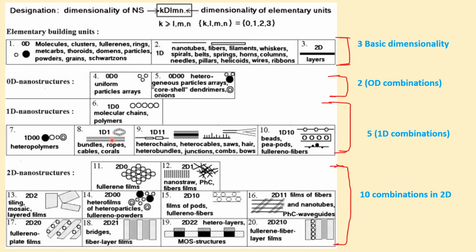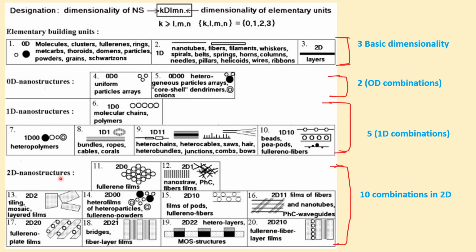Similarly, 1 dimension material can be made using 1 dimension material and 1 dimension material, so it may be some hetero kind of structure. And 1 dimension material can also be made from 1 dimension and 0 dimension materials. So there are 5 combinations.